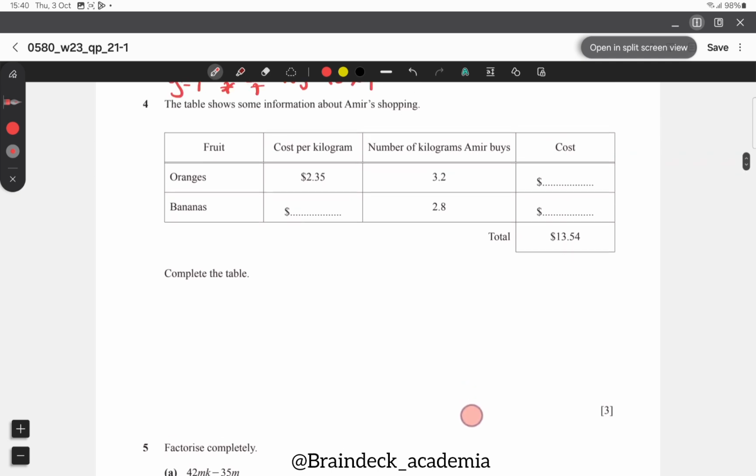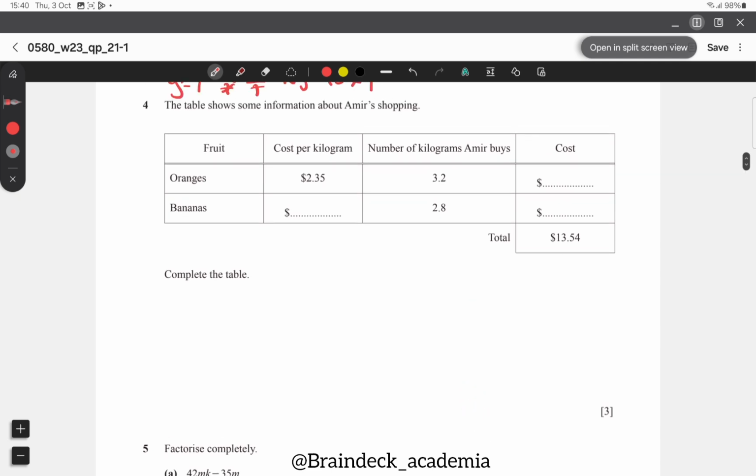Let's look at this one. They say that the table shows some information about Amia's shopping. Here we are asked to find the cost, given the number of kilograms Amia bought and the cost per kilogram. The total cost will just be this times this. So that'll be 3.2 times 2.35, and that gives me 7.52. That's the answer here.